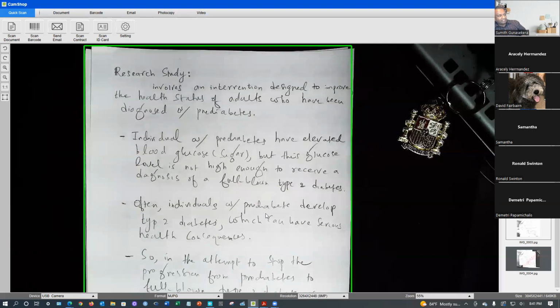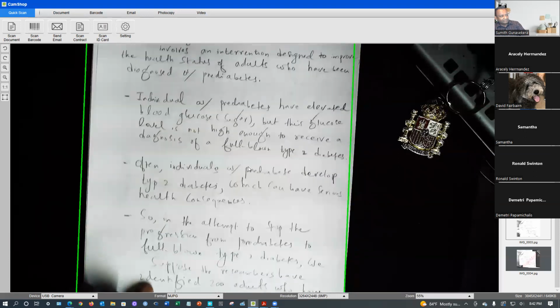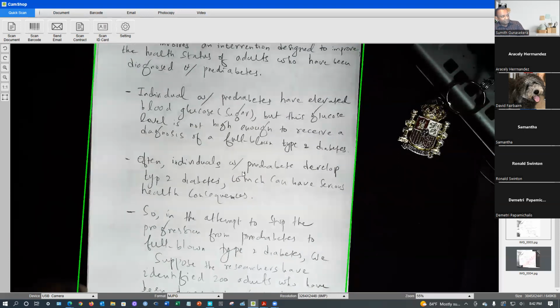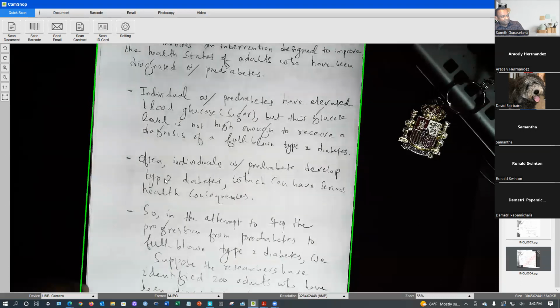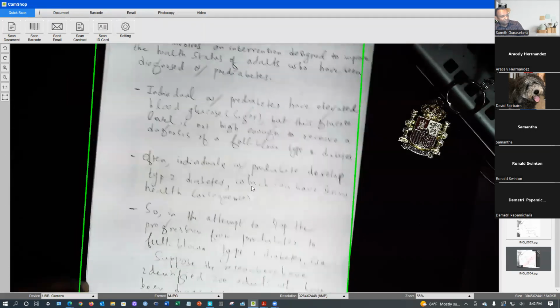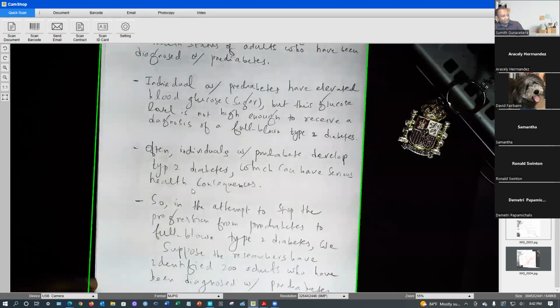So our research study involved an intervention designed to improve the health of adults who have been diagnosed with prediabetes. Individuals with prediabetes have elevated blood glucose, or sugar, but this glucose level is not high enough to receive a diagnosis of full-blown type 2 diabetes. Some individuals with prediabetes develop type 2 diabetes. That development from prediabetes to type 2 has to be stopped. That's what we are trying to do in this research, because it can have serious health consequences.